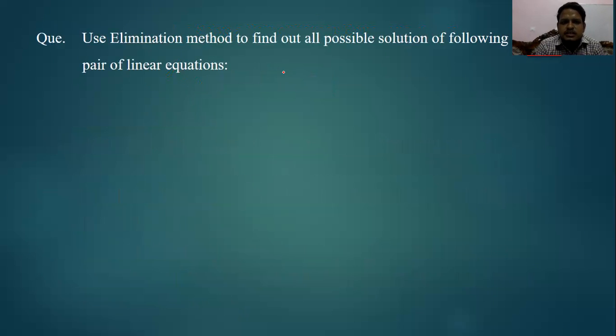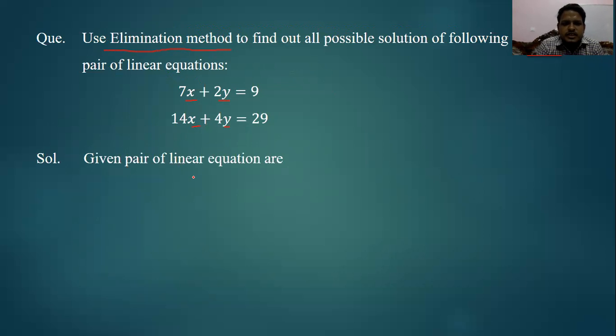Use the elimination method to find all the possible solutions of the following pair of linear equations. The equations are 7x plus 2y equal to 9 and 14x plus 4y equal to 29. Now we have to find the values of x and y which satisfy this given pair of linear equations, and we have to follow the elimination method. Remember this. Call this equation 1 and this equation 2.